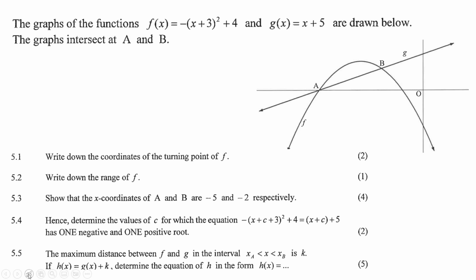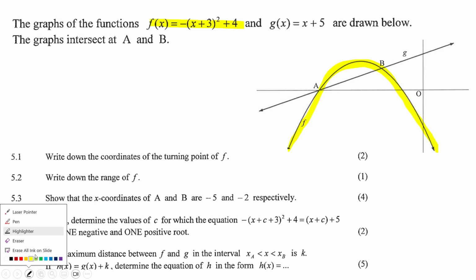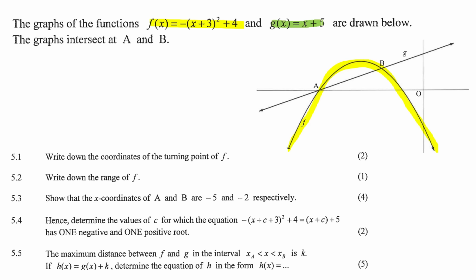So let's go and do that, and then let's do that over there. And then they give us a straight line, which I'll do in green. Now, the graphs are drawn below and intersect at A and B. First question, write down the coordinates of the turning point of f for 2 marks.